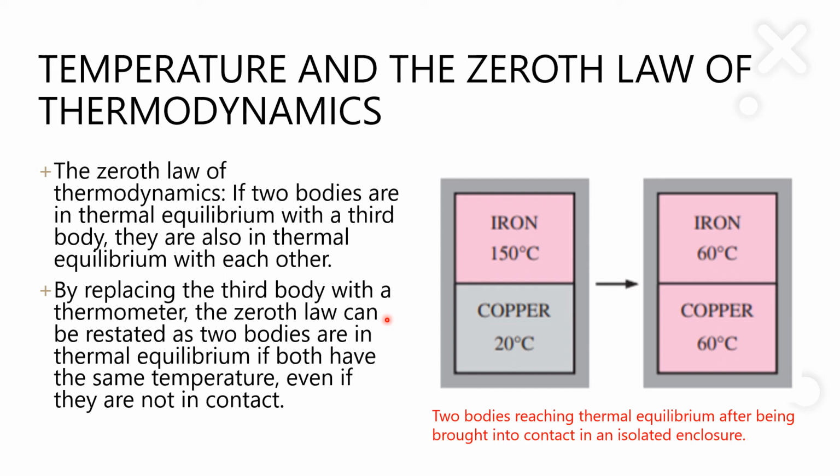By replacing the third body with a thermometer, the zeroth law can be restated as: two bodies are in thermal equilibrium if both have the same temperature reading even if they are not in contact. As the name suggests, its value as a fundamental physical principle was recognized more than half a century after the formulation of the first and the second laws of thermodynamics. It was named the zeroth law since it should have preceded the first and the second laws of thermodynamics.